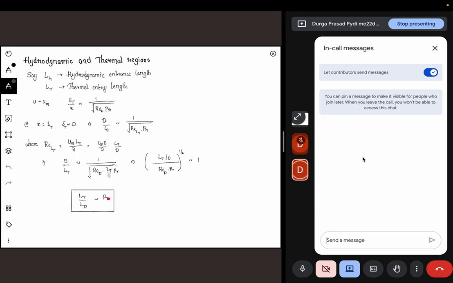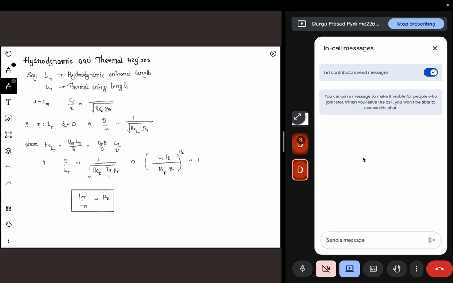What can we make from here is that, depending on the Prandtl number, the entrance regions for hydrodynamic and thermal can differ. If you have a low Prandtl number fluid, like Prandtl number less than 1, like air, L_T will be less than L_H, which means the thermal boundary layers will match faster than the hydrodynamic boundary layer. But if you have fluids with higher Prandtl number, like oils or paraffin, then L_T will be greater than L_H, so the hydrodynamic boundary layers will match first, and then the thermal boundary layers will match.